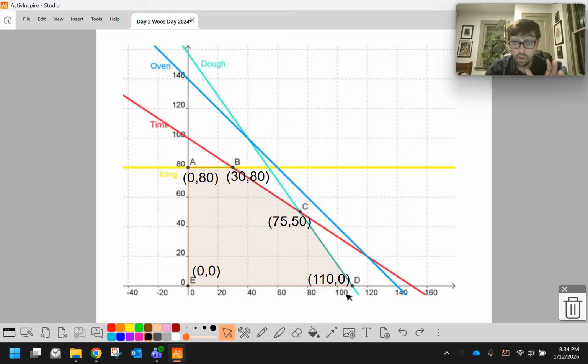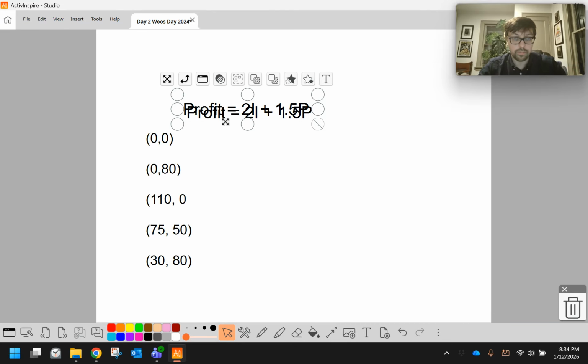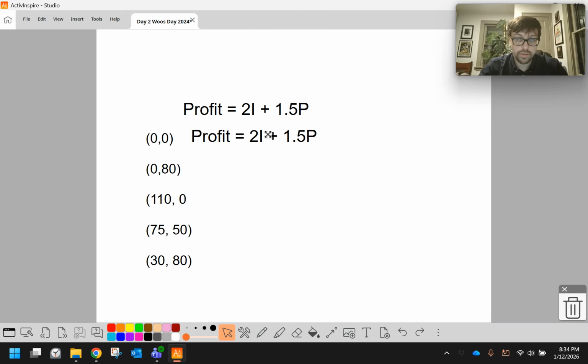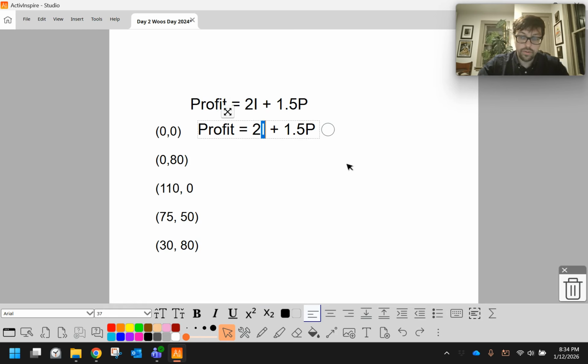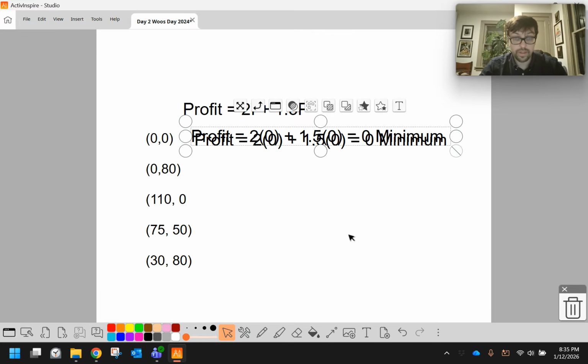So now we know one of these 5 is going to be our maximum value. So it's a lot easier to check these 5 versus the infinite number of points in this feasible region. So we just got to check them one by one. If we do 0 iced cookies and then 0 plain cookies, our profit is going to be 0. So I know that is the minimum value that the Woos are going to be dealing with. So that's definitely not what they want to do.